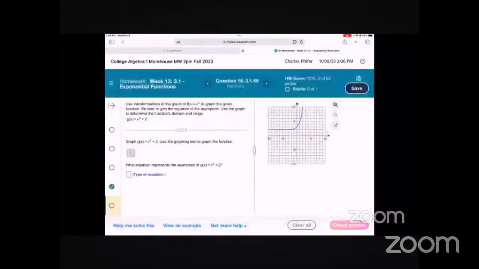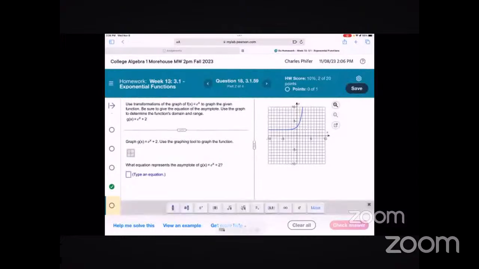The asymptote, normally the x-axis, which is y equals 0, serves as the horizontal asymptote. Since we moved it up by 2, now the horizontal asymptote is going to be y equals 2.